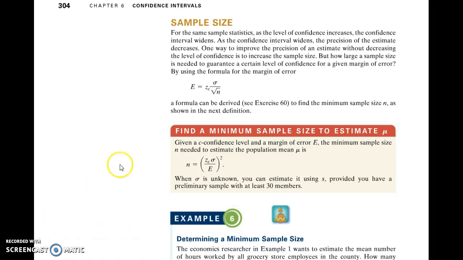This video is about finding a minimum sample size to estimate the population mean. So the idea is that we want to be very confident in our confidence interval. If we have a low level of confidence, then there's really no point in even creating a confidence interval because we can't trust it. So we need to have a high level of confidence. But in general, the way we get a higher level of confidence is by making the interval wider and wider. And that should make sense.